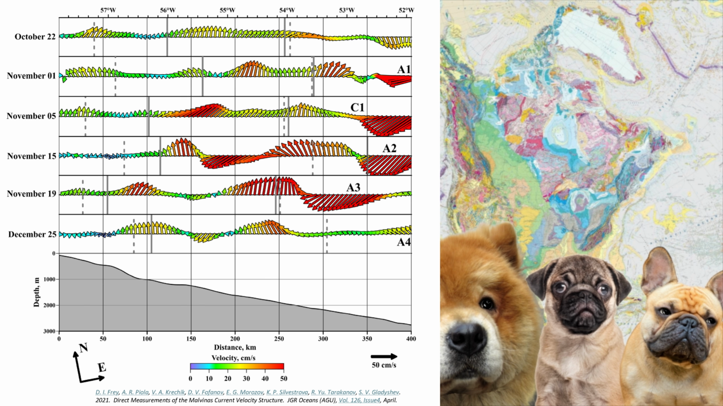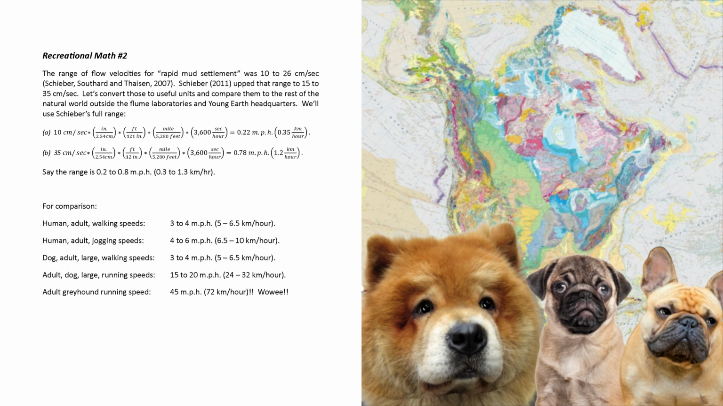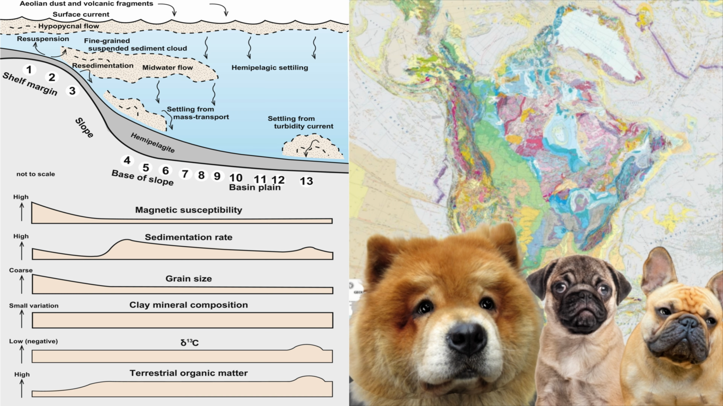Remember that Schieber's flume tests were running at 10 to 35 centimeters per second, so the flume current speeds were the same order of magnitude as abyssal plain currents. Converting Schieber's numbers into useful units gives us current speeds of 0.2 to 0.8 miles per hour. That's a painfully slow walking speed, and way too slow for a dog. But what does all this mean?